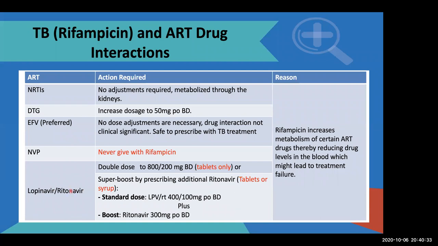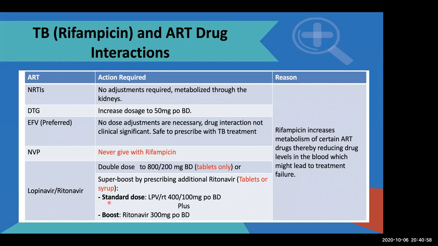And then lopinavir, ritonavir, you've got two options, which is either to double the dose. Remember, the standard dose is 400 milligrams over 100, which is 2 tablets BD. So here you'll give 4 tablets BD. Your adherence will be an issue with the exaggerated side effects. Then you either double the dose or you super boost.